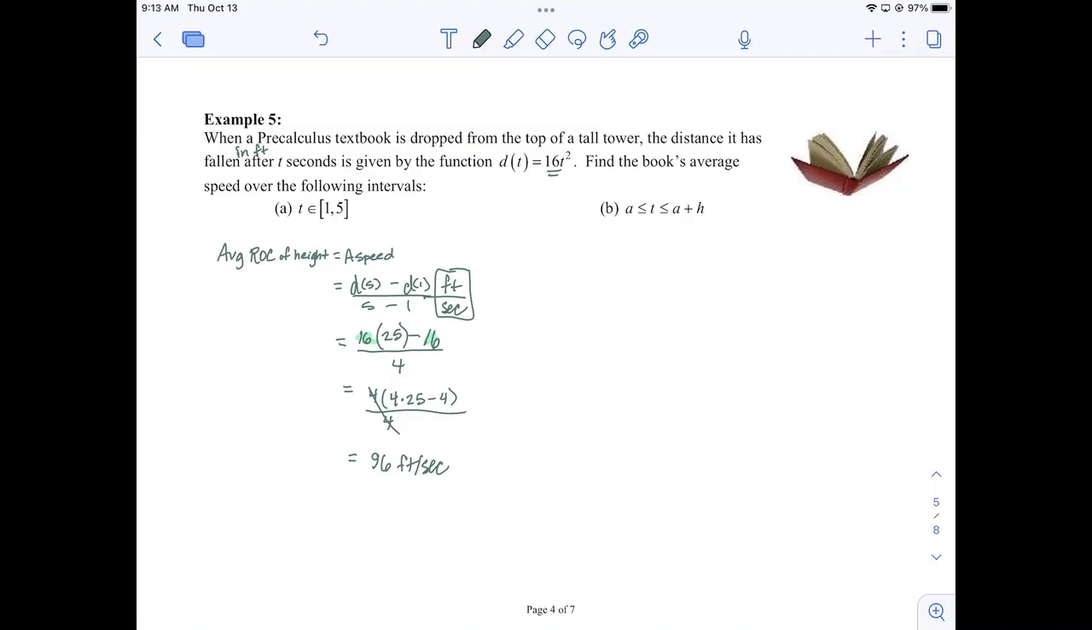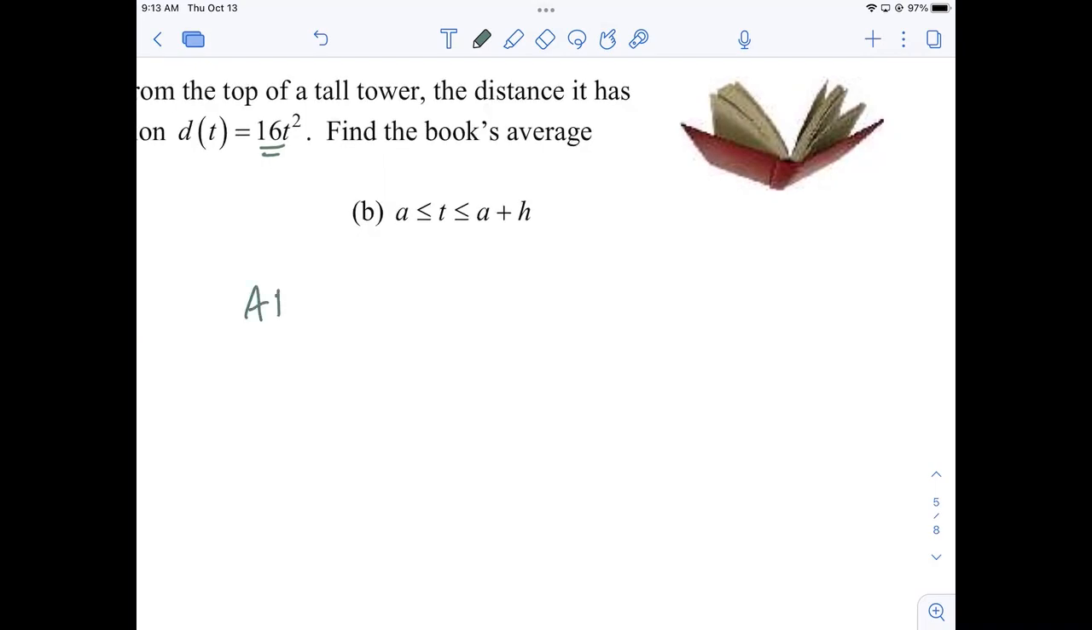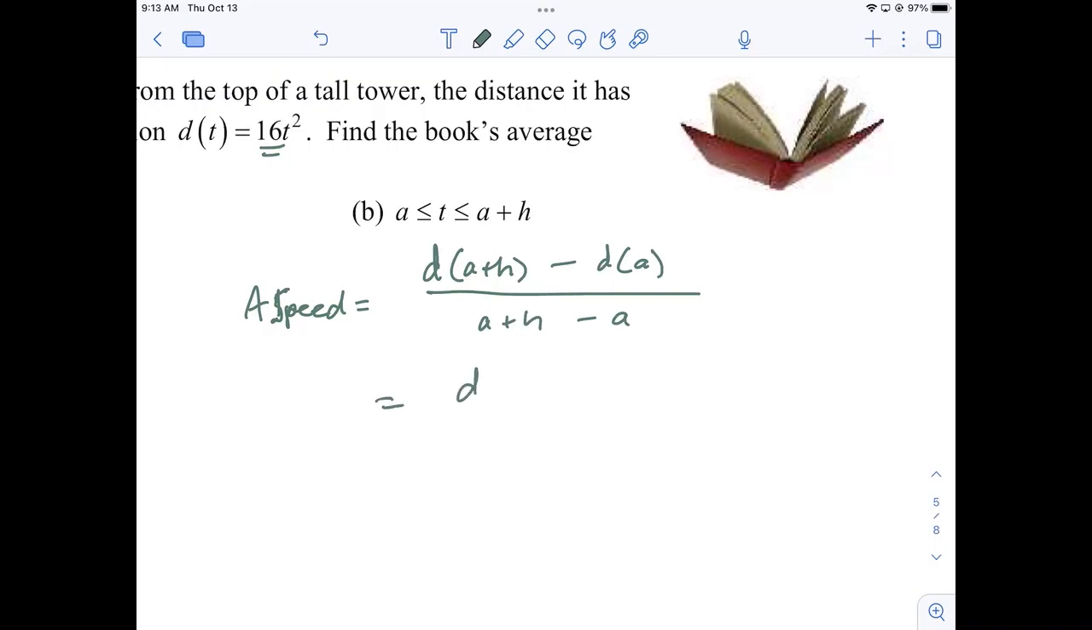All right. We did it for the numbers 1 and 5. Let's do it for the numbers a and a plus h. We're going to say the average speed is going to be d of a plus h minus d of a all over a plus h minus a. Okay, now if I plug in, well, let's not plug in yet. Let's do something in the bottom. D of a plus h minus d of a. And what happens in the bottom down here with the a's? They cancel, right? And we're left with h.